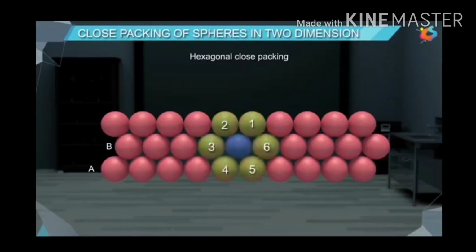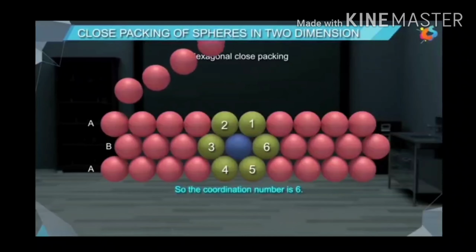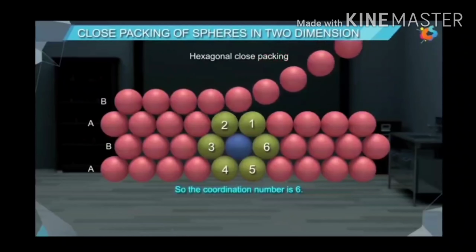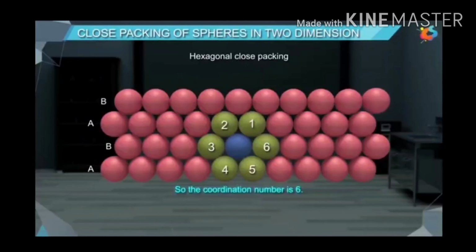Now if we consider this blue atom, see there are 6 atoms, as we stated earlier. Here also you can see the coordination number will be 6. So there are 2 different types of layers which are kept. So it is called ABAB type, because if we keep another layer above A, it has to be B in order to maintain the same pattern.